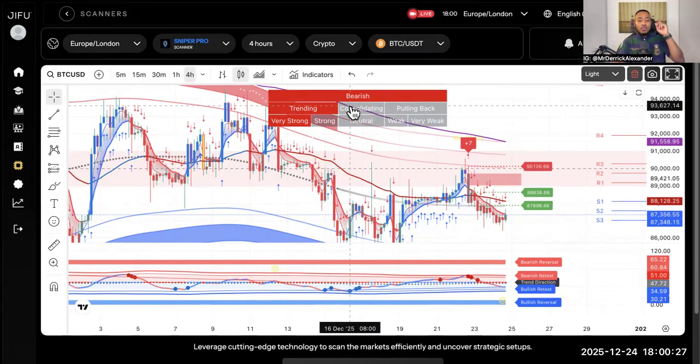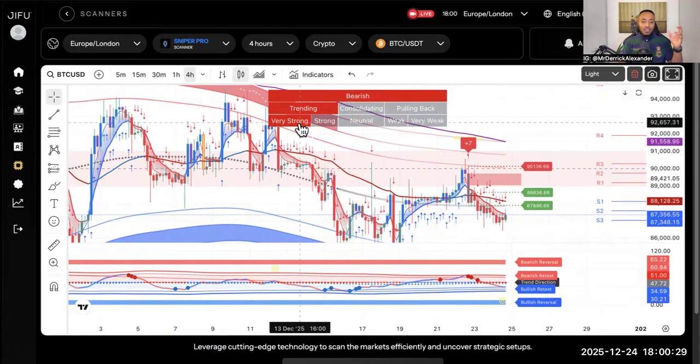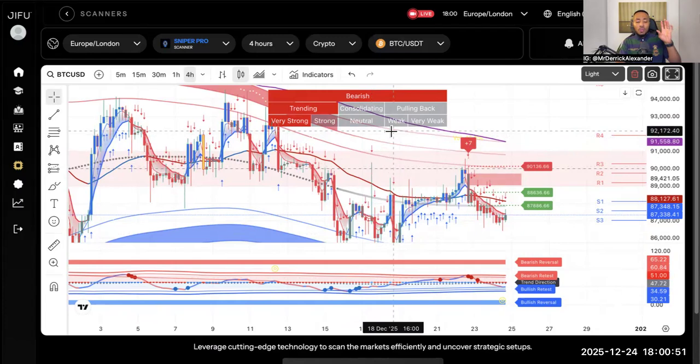So let's just say bearish, trending very strong. Now, this would be a perfect opportunity to look at sell opportunities, to look at sell trades. You're selling or shorting the value of the Bitcoin USD asset. Does that make sense? Okay. So we've identified that this is a trend that's going downwards.